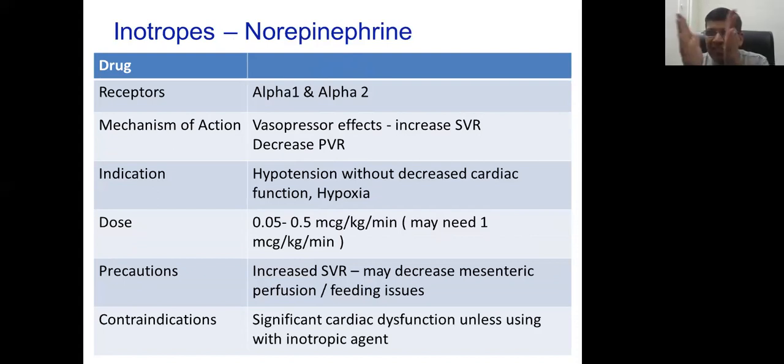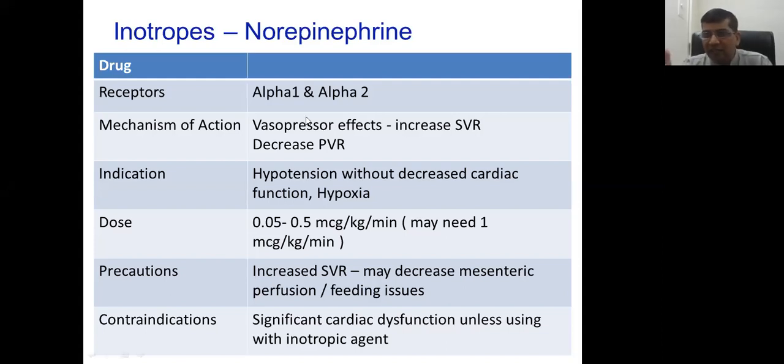One side it increases your systemic vascular resistance, and another side it is a pulmonary vasodilator. That's the beauty of norepinephrine. Hence, we are using norepinephrine as our drug in cases of late onset sepsis as a vasodilatory shock, which is always associated with pulmonary hypertension. Hence, we are using this norepinephrine in the unit.